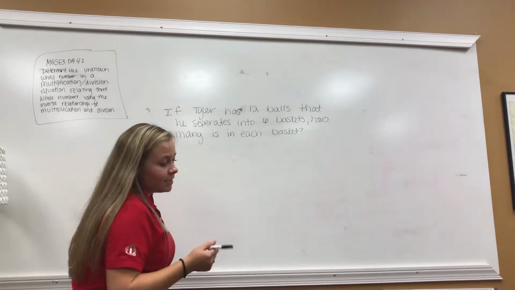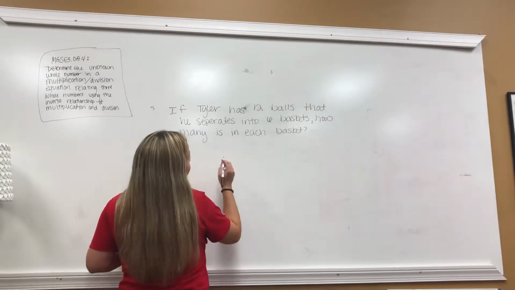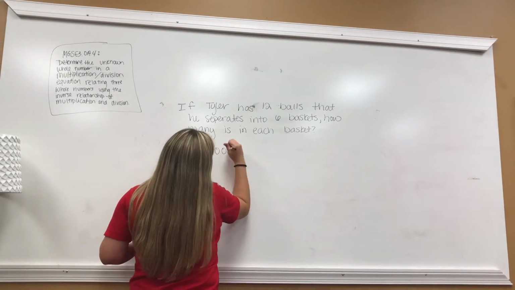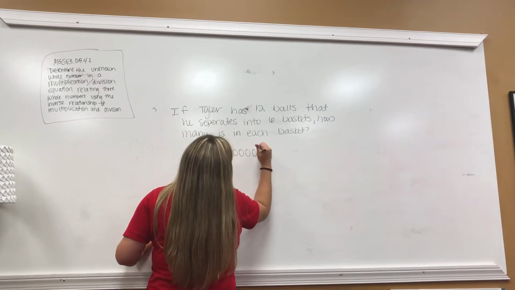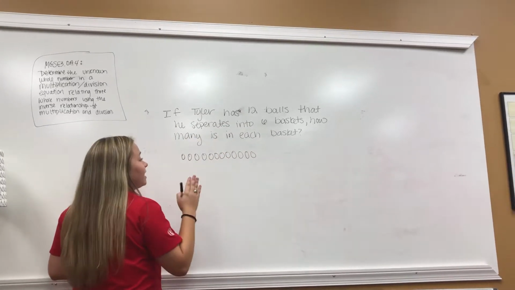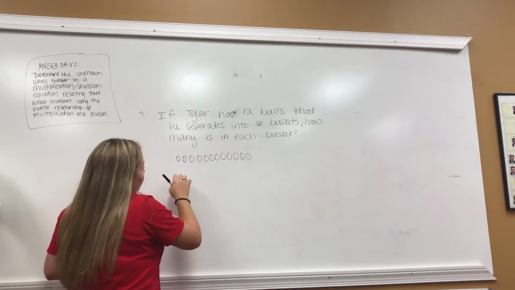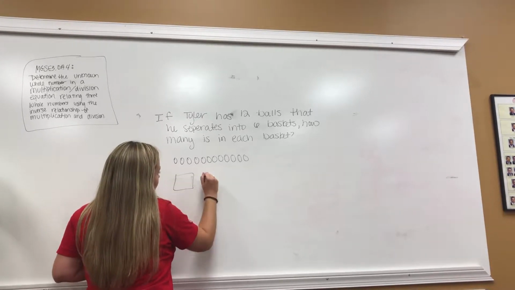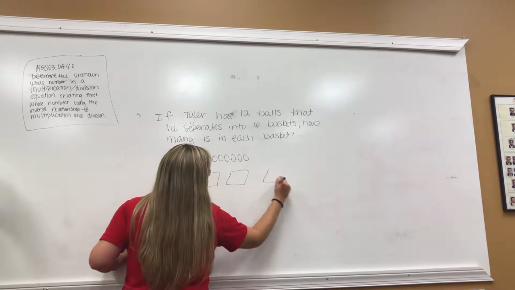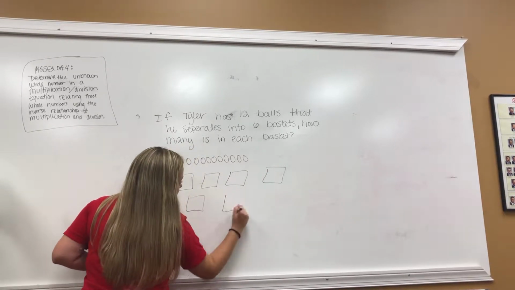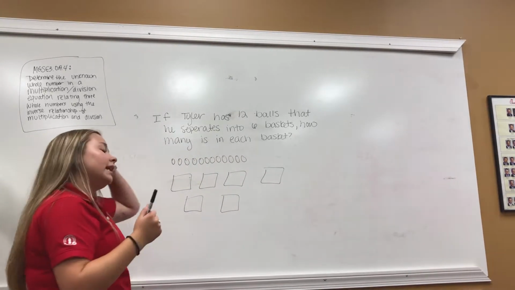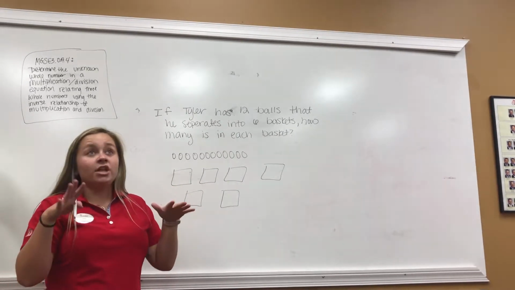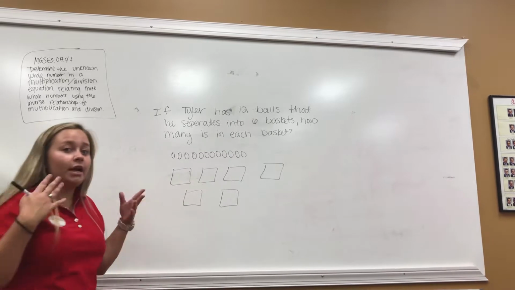Okay, so this is just like saying if Tyler has 12 balls, so we have 1, 2, 3, 4, 5, 8, 9, 10, 11, 12. Okay, we have 12 balls, and we have 6 baskets. So we're gonna go, okay, 1, 2, 3, 4, 5, 6. If it's not really coming clear, just thinking about it in your head, you can always draw pictures, and it always can help you.